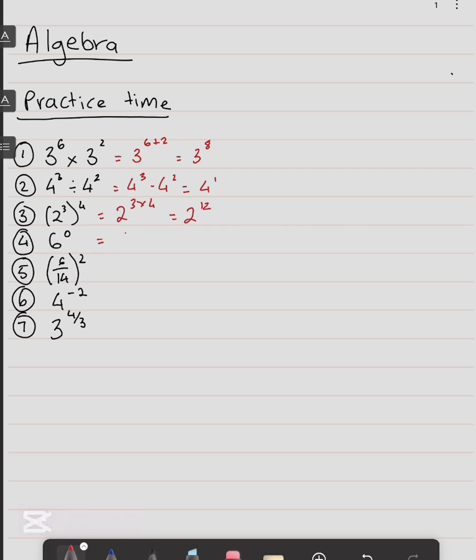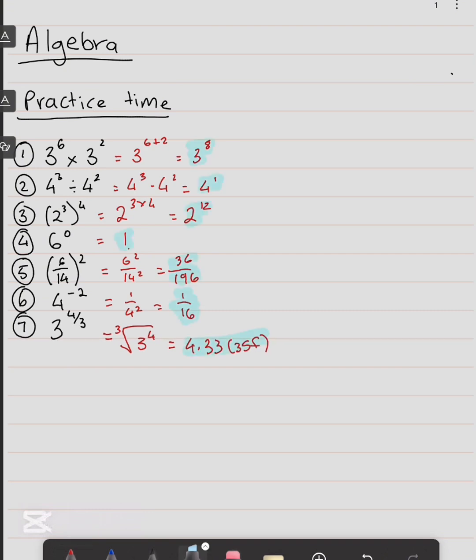The fifth question is 6 squared over 14 squared, which is 36 over 196. The sixth question is 1 over 4 squared, which is 1 over 16. The seventh question is the third root of 3 to the power of 4, which is 4.33. I'll highlight the answers in blue so you know which ones to look back at.